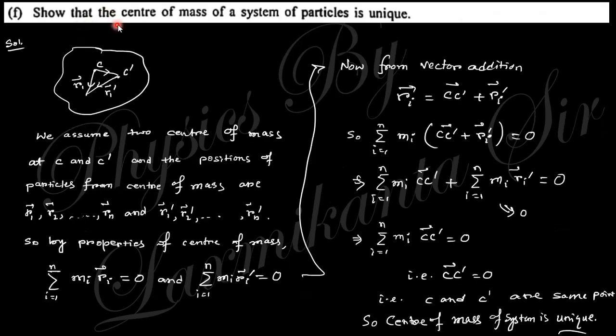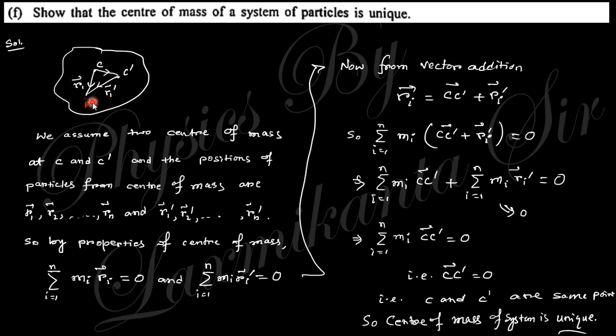Next question, prove that the center of mass of a system of particles is unique. So if you consider any body of mass points and take two centers of mass, one is C and another is C prime. For any particle, say this is the ith particle, its position with respect to the center of mass C is Ri vector, and the corresponding position with respect to C prime will be Ri prime.